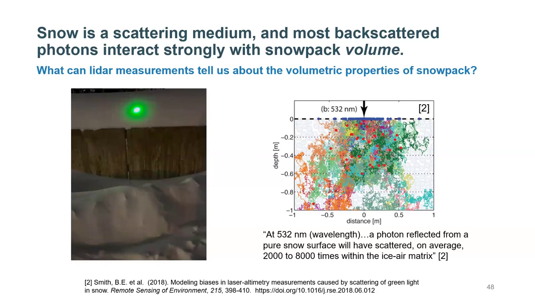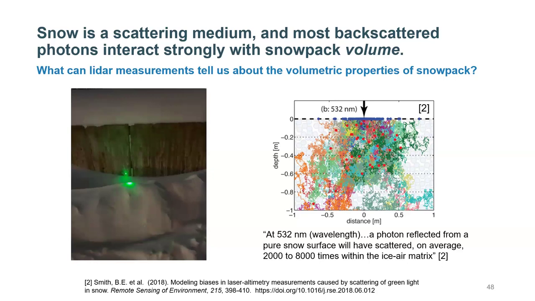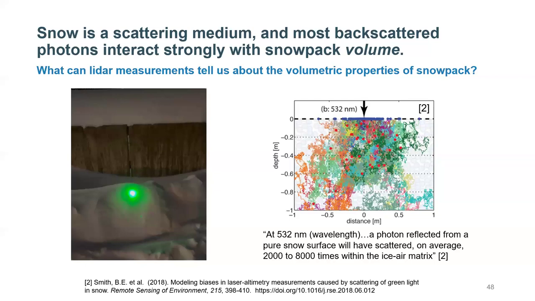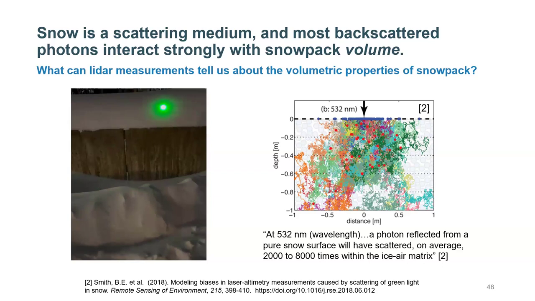And so these long path lengths underneath the surface virtually guarantee that light backscattered by snow will have interacted very strongly with the snow volume. And so it's reasonable that measurements of this light could tell us something about the snow's properties. And then these long path lengths should also impart a significant time delay on the light, which you can measure with a LIDAR or a time of flight camera.